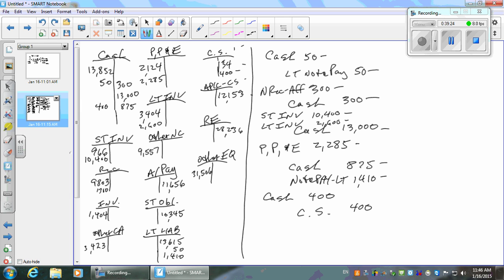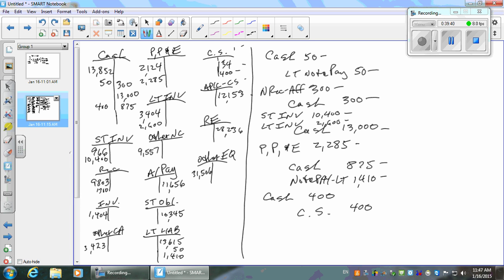Sold short-term investments costing 11,000 for 11,000 cash. Okay, we sold investments that cost 11,000 for 11,000. You think that's ever going to happen? Exactly what we paid for? I suppose it could happen. But usually you'll have a gain or a loss.